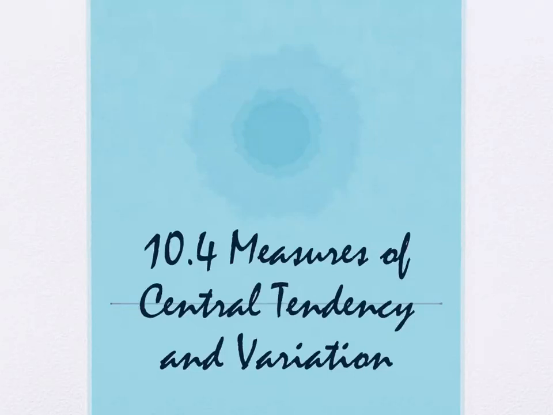Okay, 10-4. Central tendency and variation. We did central tendency last time. There were 3 types of central tendency. They were what? Mean, median, and mode. It's all the M's. All right.